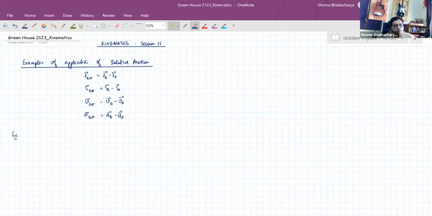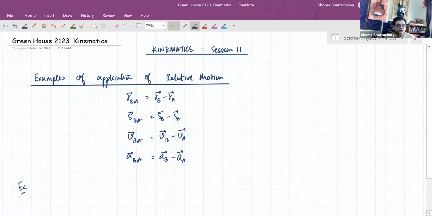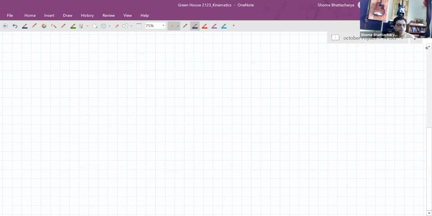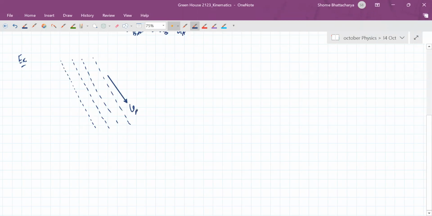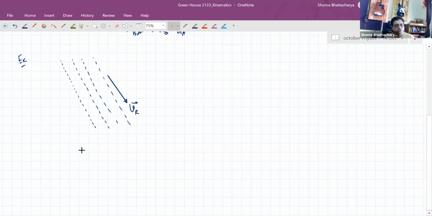So let's begin with another example of relative motion of rain with respect to a moving observer. Now we have this situation where due to a breeze or wind, rain is falling in a slanted manner. It's not falling vertically. Rain itself is falling, and there is a person moving on the ground horizontally.